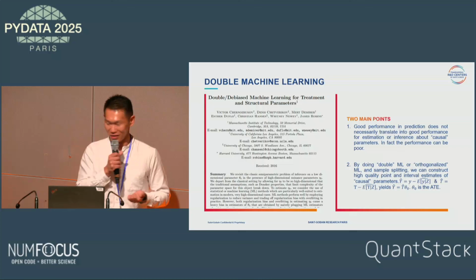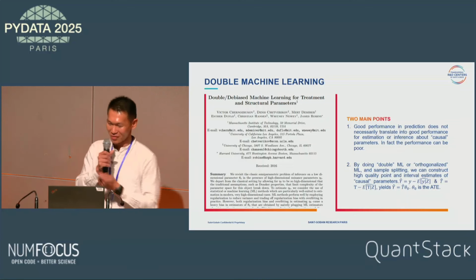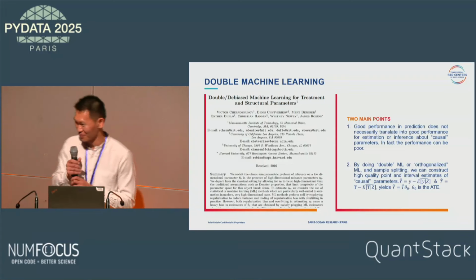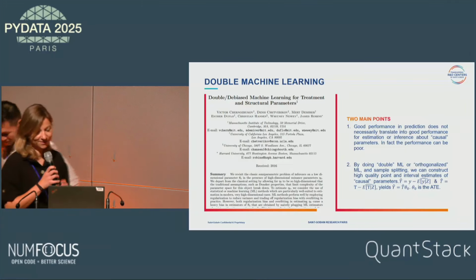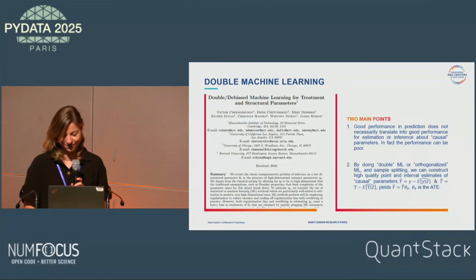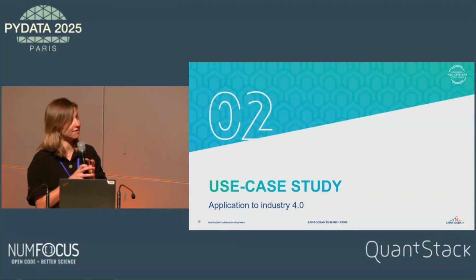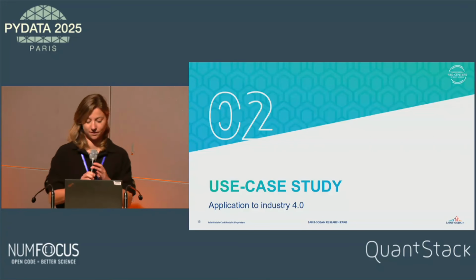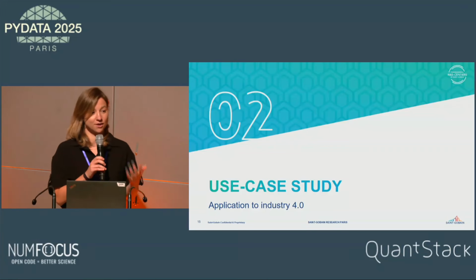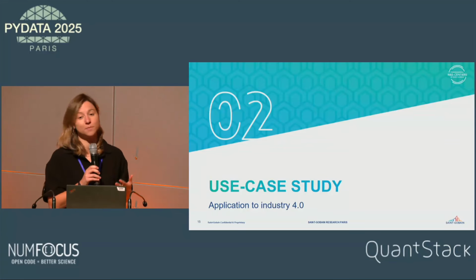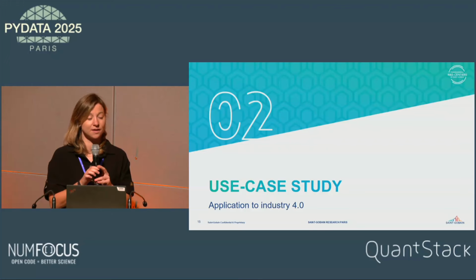Now let Simona guide you through the case study. Okay, so thank you very much for all the theory. Now we can dive a bit into the use case: what we did at Saint-Gobain to apply causal inference instead of the classic machine learning models.